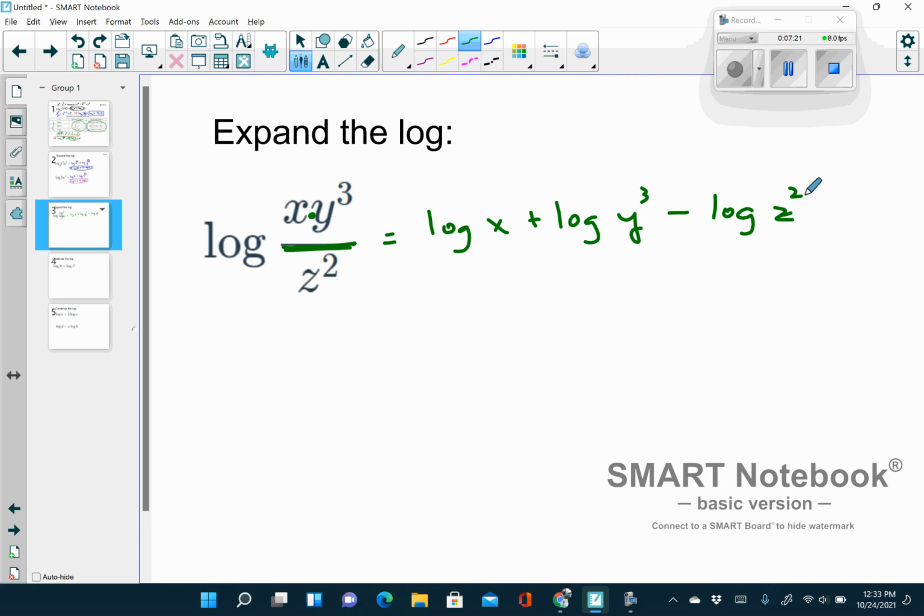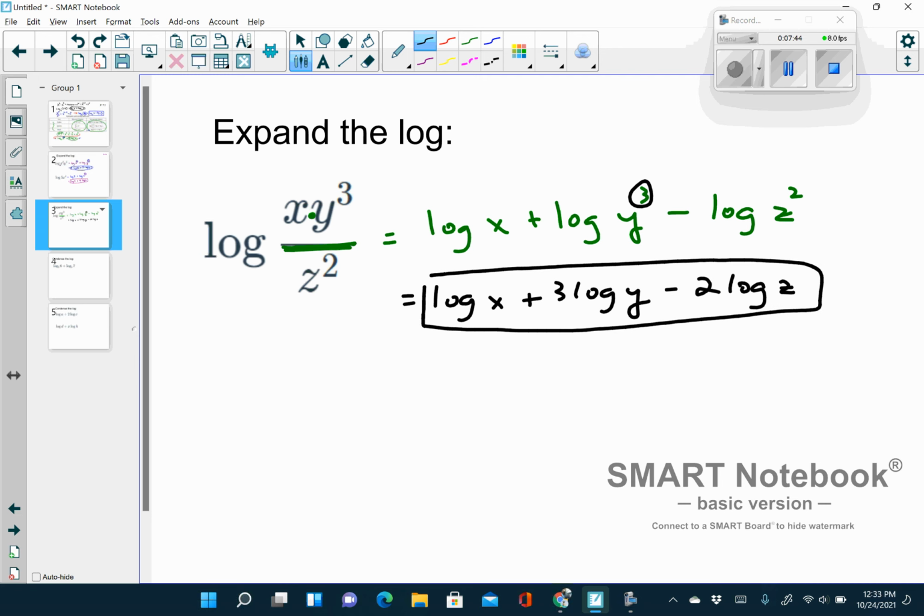Okay. Now let's go ahead and take any exponents. Like this one, there is no exponent, so we're going to leave it as log of x. Here, our exponent's going to get kicked to the front, so plus 3 log y minus, here we have an exponent, let's kick it to the front, 2 log of z. So this here is our whole answer.